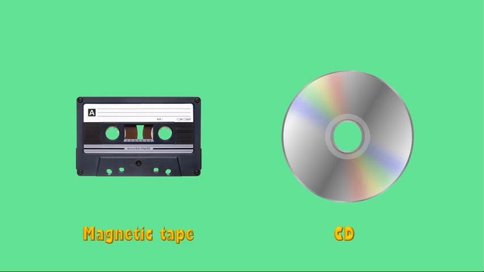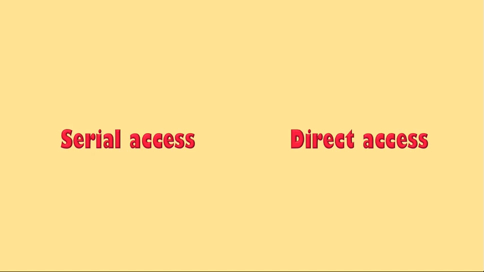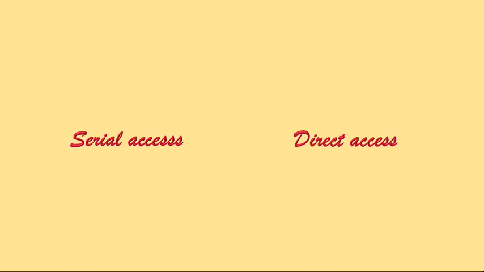People who like to listen to their song playlist in the order they choose might prefer using a CD over a magnetic tape. But why is that so? To understand that, we have to take a closer look at the type of access method each one of these use. Magnetic tapes use a serial access method, while CDs use a direct access method.